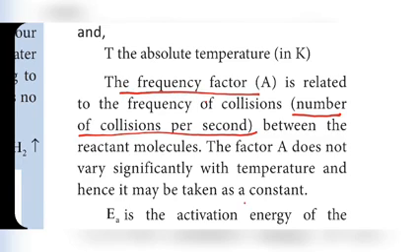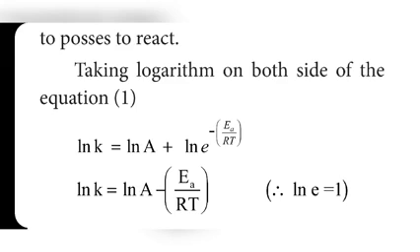So factor A does not vary significantly. Factor A, Arrhenius frequency factor, does not vary much with temperature. So it may be taken as a constant. So Arrhenius frequency factor is a constant because it does not vary significantly with the temperature.